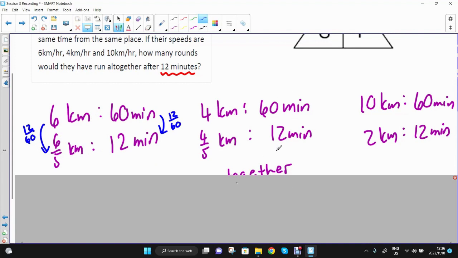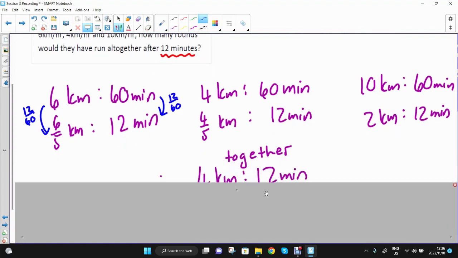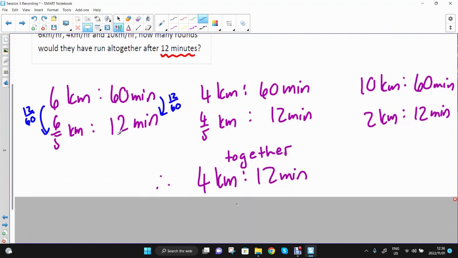And I did the same for each of these. So I converted all of them to 12 minutes. The reason for that is I want to see how far, if all of them run together, how far all of them will be running. So then I took all the distances, because all of them are now running for 12 minutes. So I take 6 over 5, 4 over 5, plus 2, and if I add all of those kilometers together, you get 4 kilometers in 12 minutes.